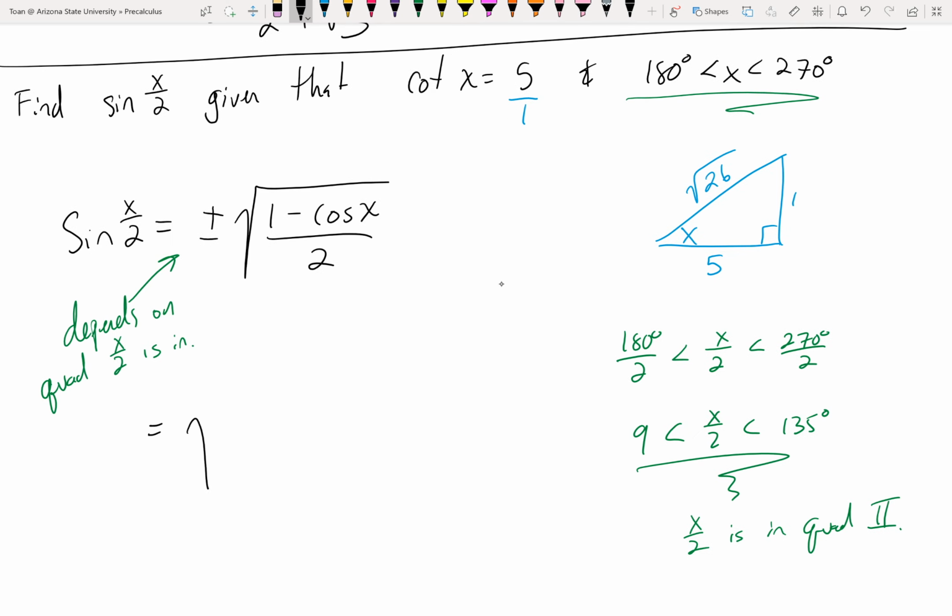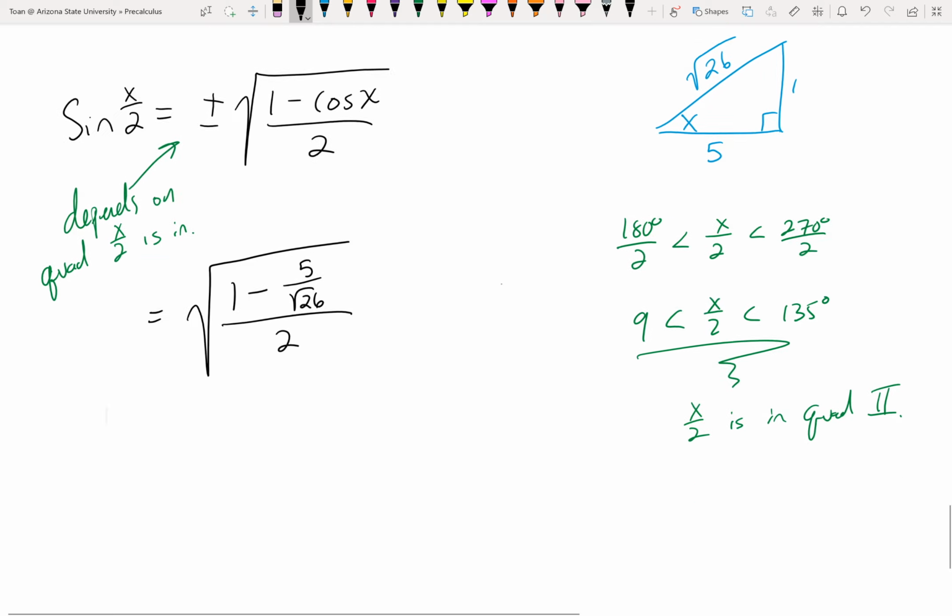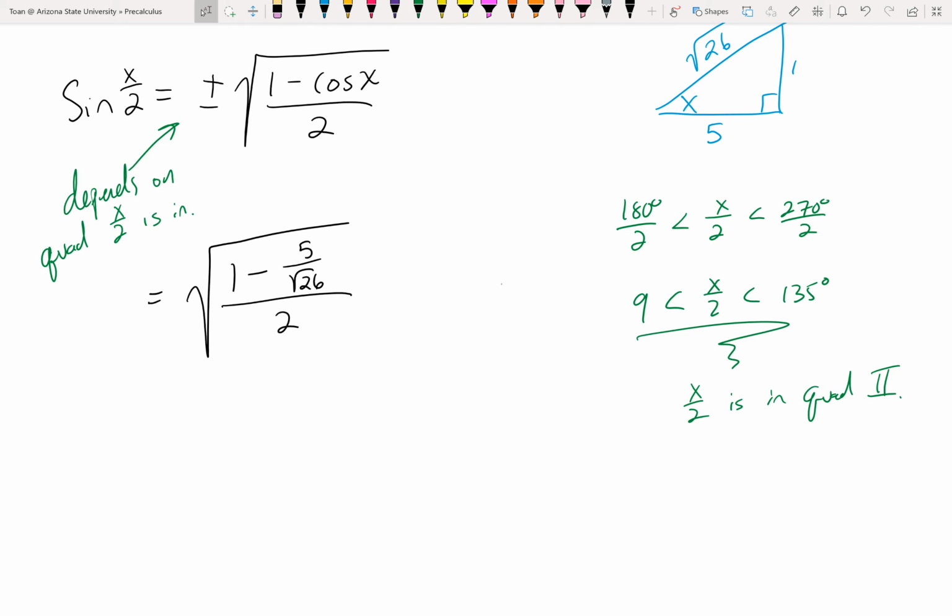So this equals the positive square root of 1 minus the cosine of the angle. Since I have a complete picture, I know what the cosine is. That's 5 over the square root of 26, all over 2. That didn't match any of our choices, so that just means we had some algebraic manipulations and simplifications to do.